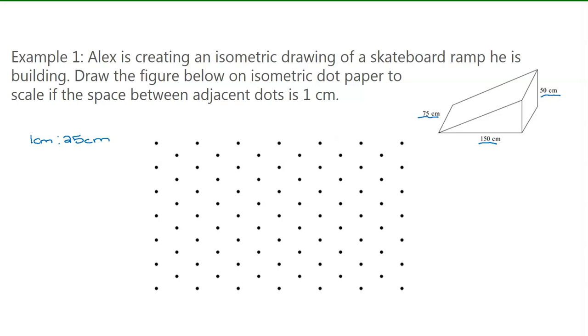Now to figure out how long on the diagram I'm going to draw the line, I'm going to set up a ratio proportion where I set the scale equal to x and 150 centimeters. Now in order to solve for x, I'm going to divide 150 by 25, which is 6. So 25 was multiplied by 6. So in order to find x, I multiply 1 by 6, which will give me 6 centimeters. So I'm going to draw a line now 6 centimeters long on the diagonal.